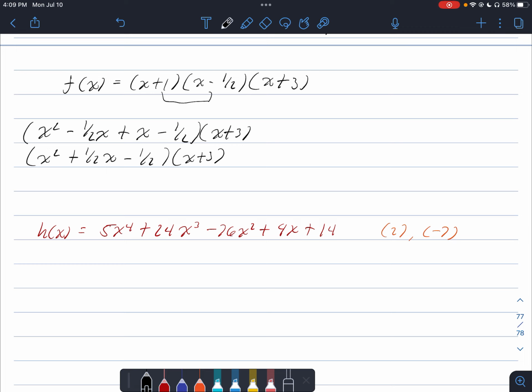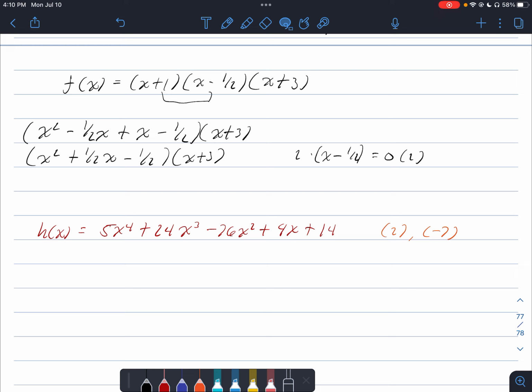x minus 1/2 can also be written as 2x minus 1. Okay, so if we think of it like x minus 1/2 is equal to 0, we can multiply both sides by 2. Okay, so if you're checking your work and you don't get exactly the polynomial back, but maybe you get some multiple of the polynomial back, this is why this might be the case.